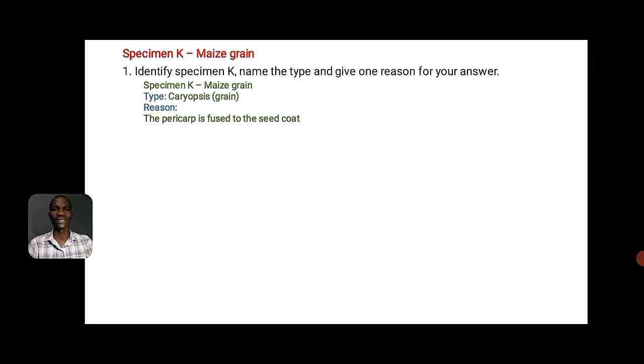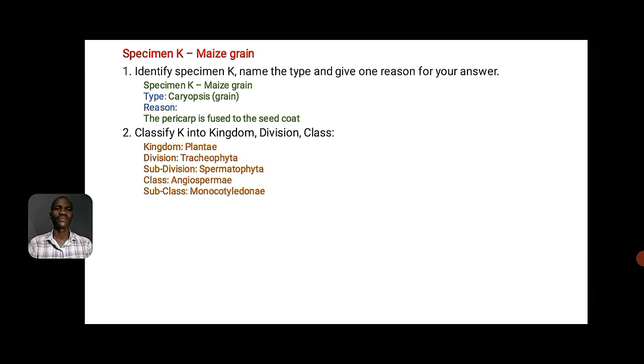Then what is the reason for that? The reason is that the pericarp is fused to the seed coat. They are fused together, and so that is one of the reasons it is a grape. So number 2, classify K into kingdom, division, and class.